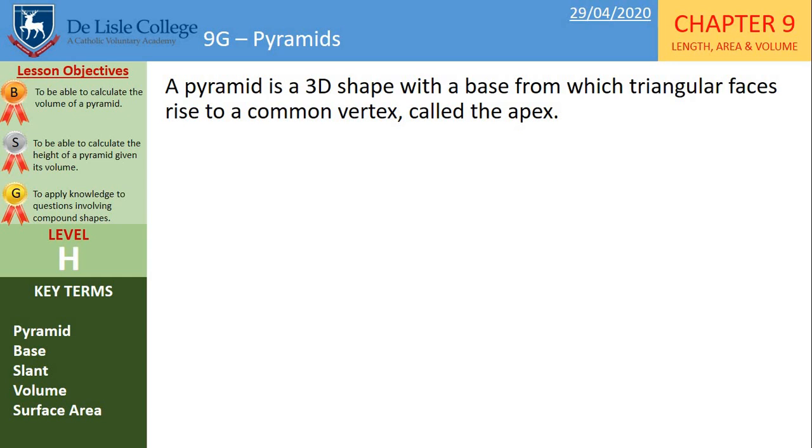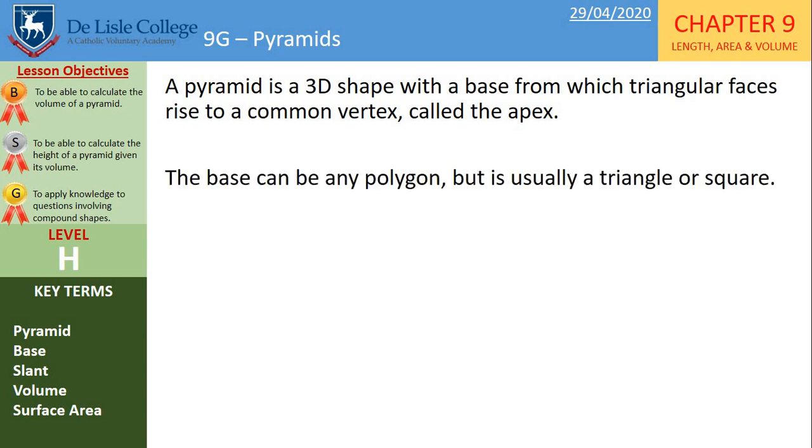So first of all, a definition of a pyramid. A pyramid is a 3D shape with a base from which triangular faces rise to a common vertex called the apex. The base can be any polygon, but usually we will be looking at triangles or squares. So here's a diagram. You can see the point at the top, the proper name for that is the apex.